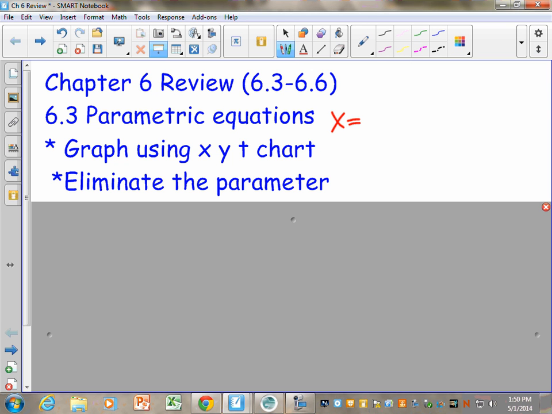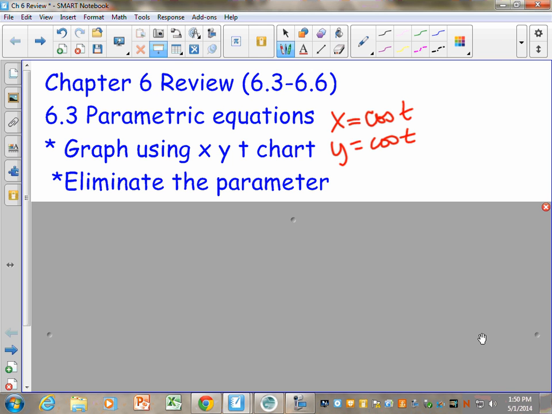This is when we did stuff like x equals cosine t, y equals cosine t. Parametric equations are when you have three variables. You have two equations, one x equals, one y equals, and you have a t thrown in there. Which means really this is all you got to know from parametric equations: be able to graph using an x, y, t chart. So you pick t values, and you plug them in to get your x's and your y's, and we graph sideways parabolas, and we graph circles.